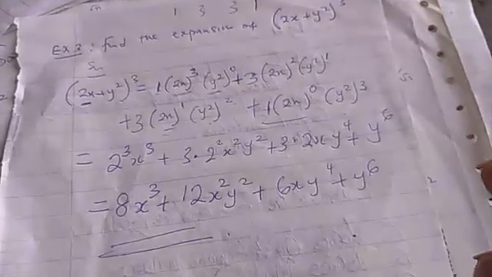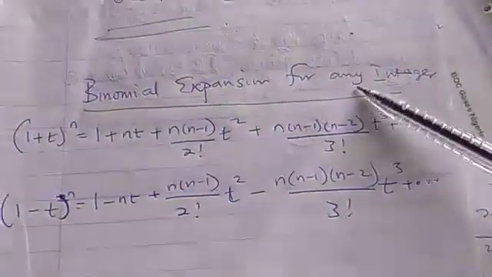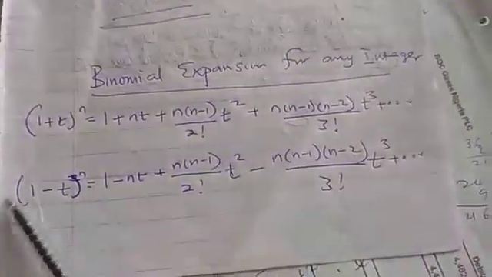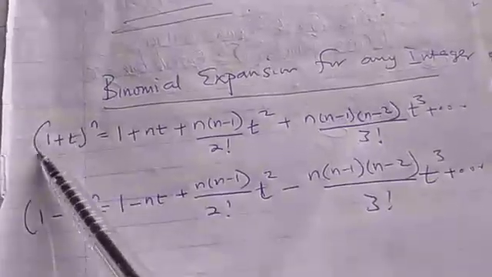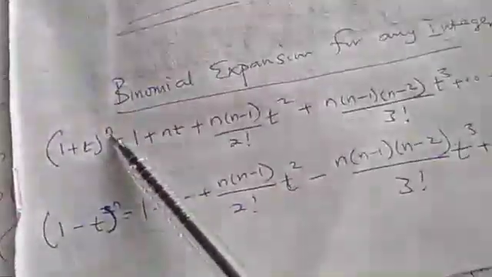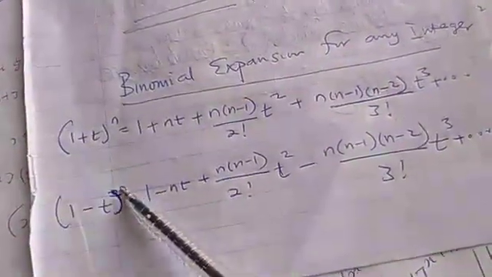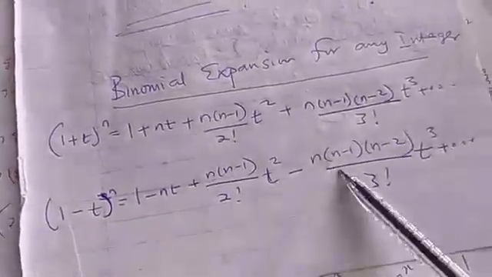So this is all about binomial expansion for positive integer n. Let's now consider binomial expansion for any integer. It's given as this binomial expansion for any integers. We have 1 plus t raised to power n is given by this formula. You must memorize it as it is. When we are given, if it is of this form, 1 plus something raised to power n, that is when we make use of this formula. 1 minus something raised to power n, that is when we make use of this formula.